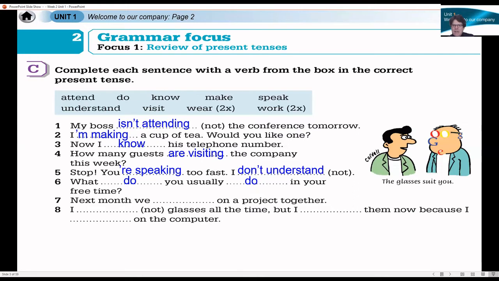Okay, that should be time. It should have a 2 times by do, but okay. So what do you usually do in your free time? Okay, next month we are working on a project together. I don't wear glasses all the time, but I am wearing them now because I am working on the computer.